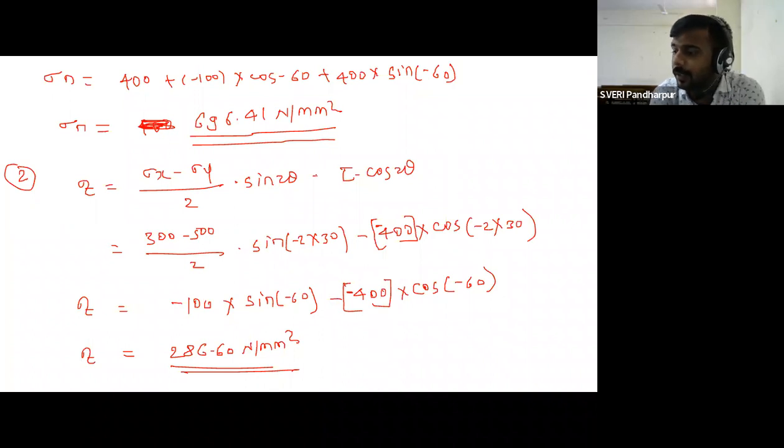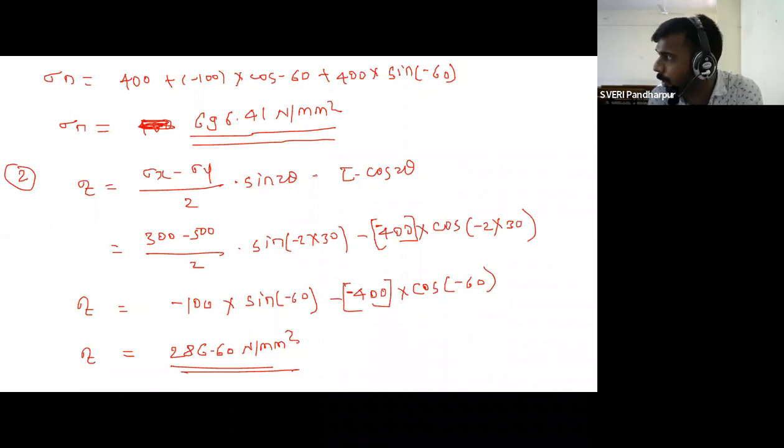Okay. So now one more problem we'll take and then we'll move to the graphical method. It is actually totally different. I will dictate the problem. You just write down. Figure I will give.